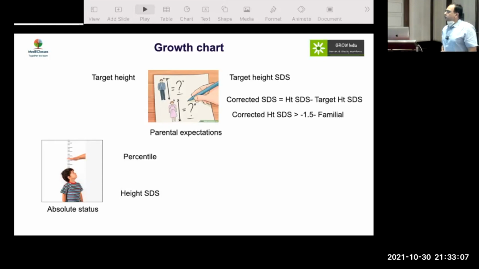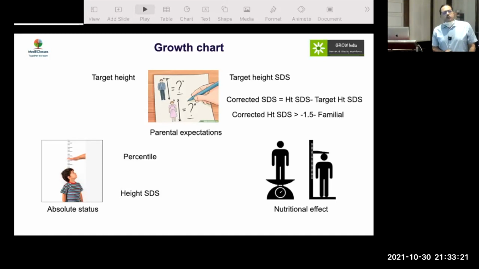The next issue is to look at how the child compares to the parents' height, and we will use a specific term known as corrected height standard deviation score, which will let you diagnose whether it is familial short stature or not. The final issue is whether there is a nutritional component or not. The most important thing to look at here is the height age and weight age. Now, what is a height age? Height age is the age at which the current height becomes the 50th percentile.